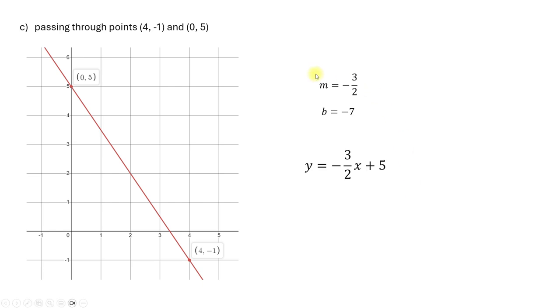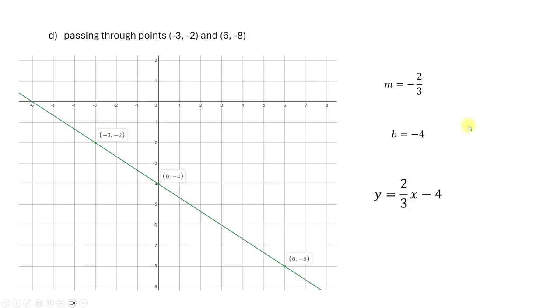For this question, we came up with an answer of -3/2 and -7 for the y-intercept. And our previous answer that we calculated, we came up with the equation y equals -3/2 x plus 5. Our graph confirms that because here's our y-intercept of 5, and a slope of -3/2 will be a run of 1, 2 over the x, 1, 2, 3 down the y. So the graph confirms that we got the right answer.